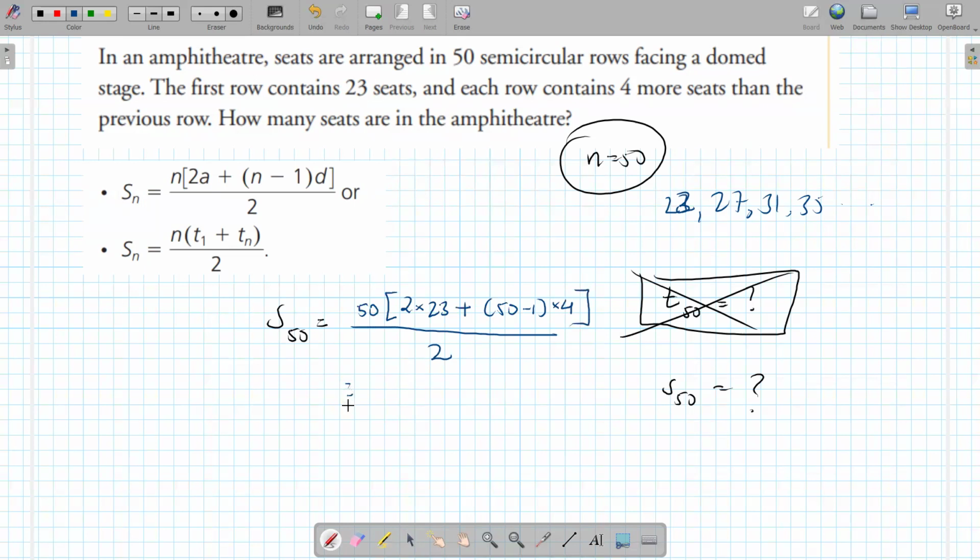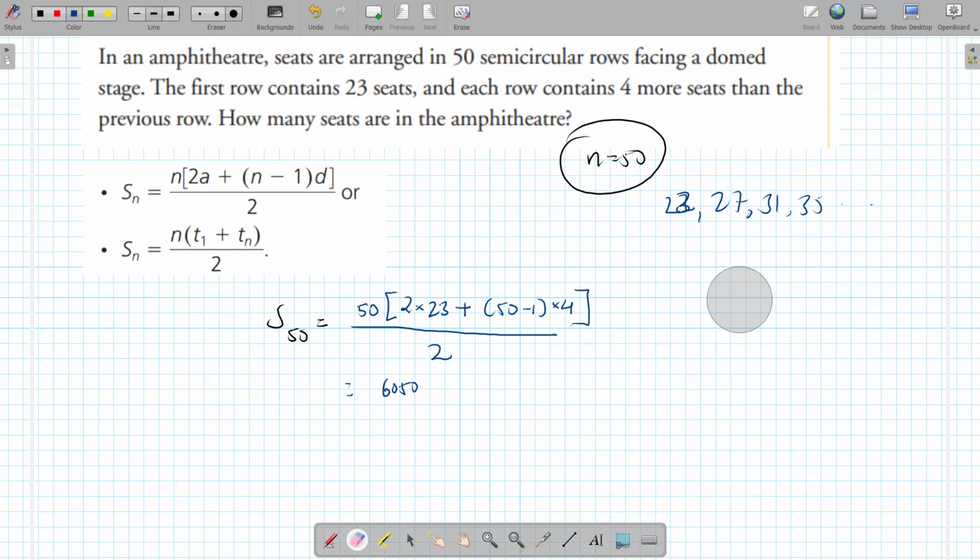And from here, you just plug that in. So 50 times 2 times 23 plus 49 times 4, divided by 2. So that gives me 6050 as the final answer, okay? So in total, in this theater, there are 6,050 seats. So that's if you use the first formula.